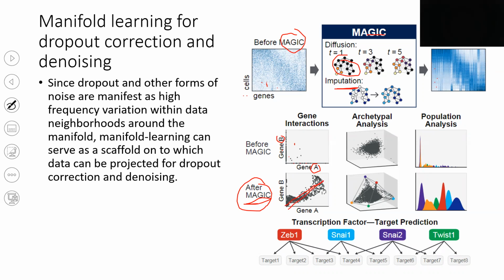Even though cells do not express A and B at the same time, or their expression was not measured because of the dropout problem, after you do the imputation, then you recover the relationship between these two genes.